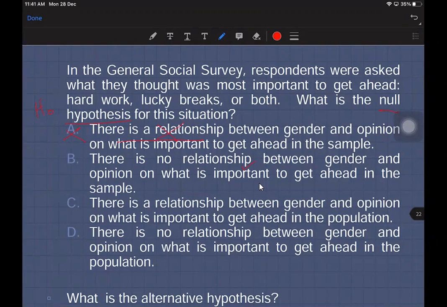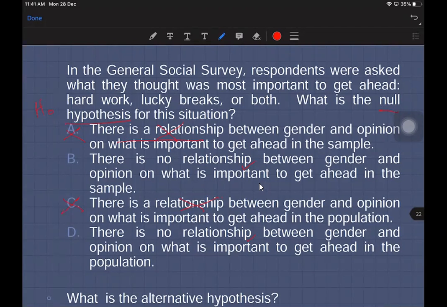C, there is a relationship. So this is wrong. C is wrong. There is no relationship. Okay, true. So we look at B and D. B, there is no relationship between gender and opinion on what is important to get ahead in a sample.